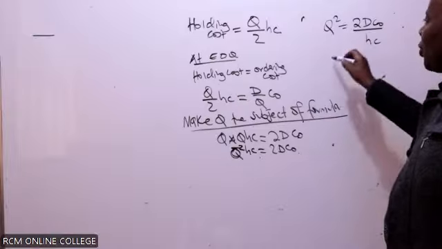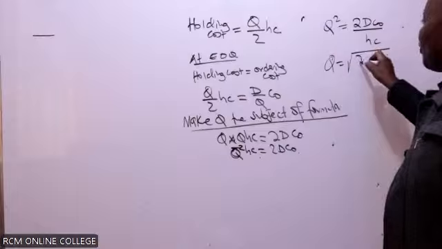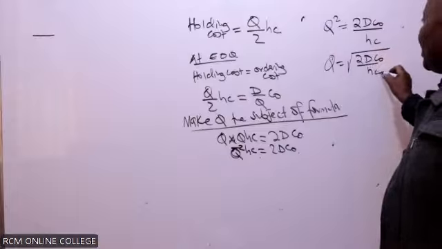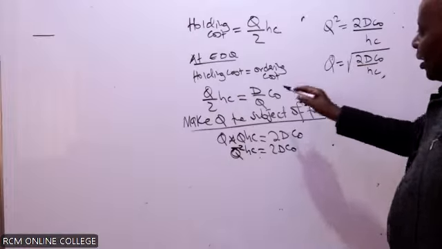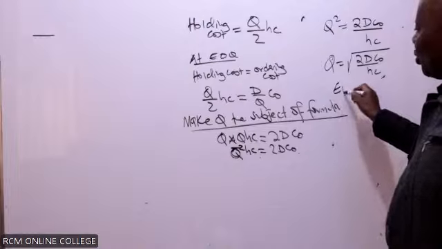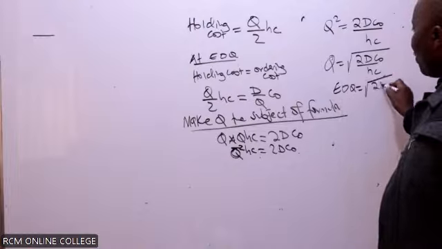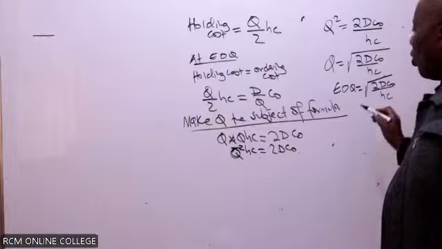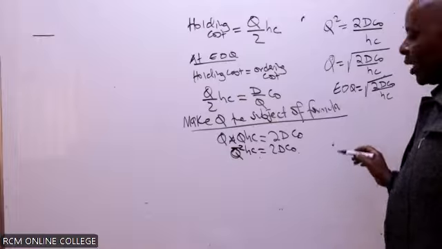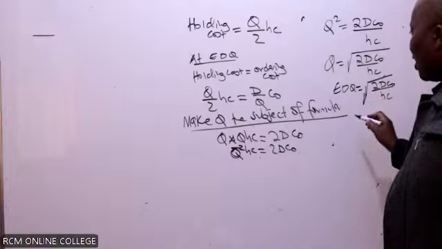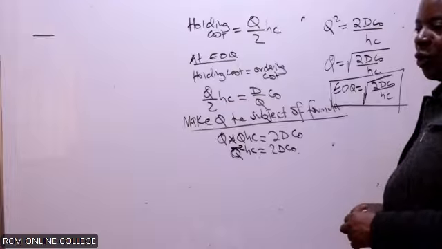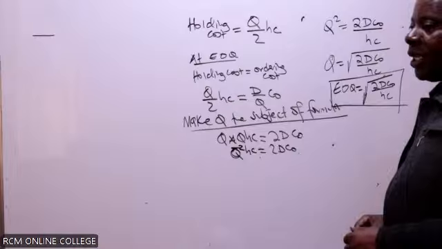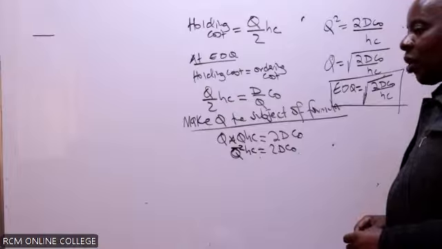Then I can do away with this squared and say Q will be the square root of 2DCO over HC. And therefore this Q, because it is the one equating the 2, will be the EOQ formula, which is the square root of 2DCO over HC. Nobody will ever tell you to derive the formula, but it shall always be required to cram this: economic order quantity equals the square root of 2DCO all over HC.